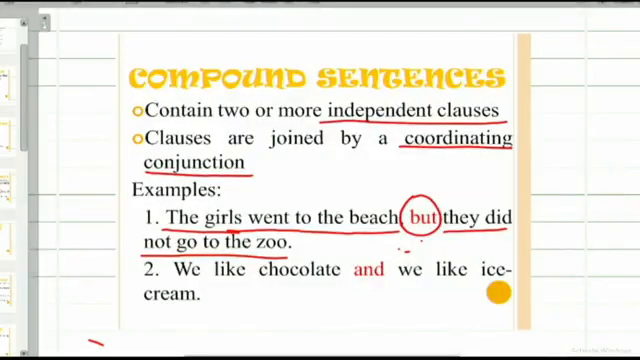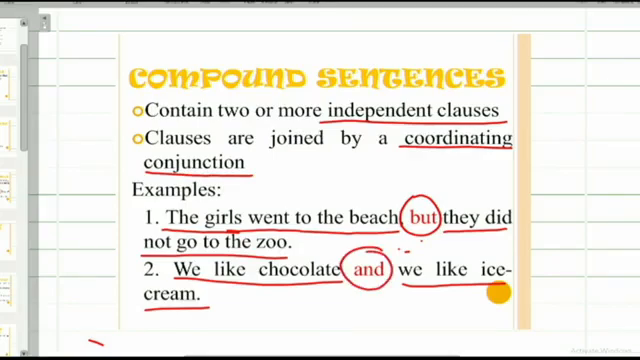Let's look at example number 2. We like chocolate and we like ice cream. First independent clause there, we like chocolate, don't we? And we like ice cream. In both cases, they are both independent clauses. They can both stand on their own. But a compound sentence is one that is joined by a coordinating conjunction. So here we have we like chocolate and we like ice cream, joined by a coordinating conjunction.